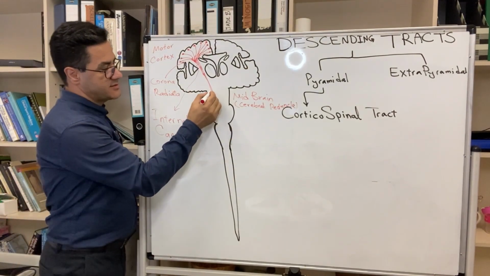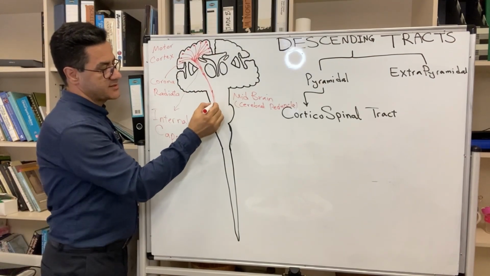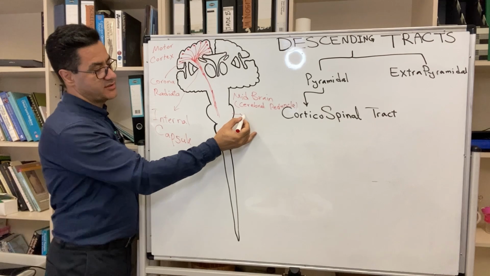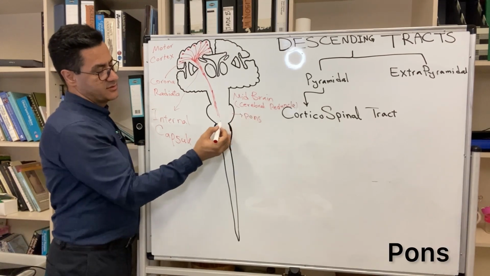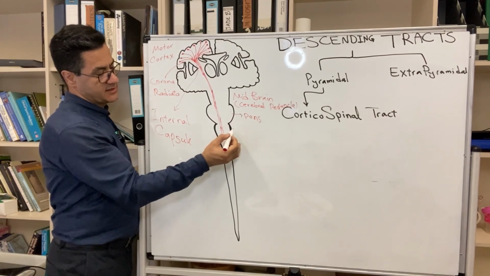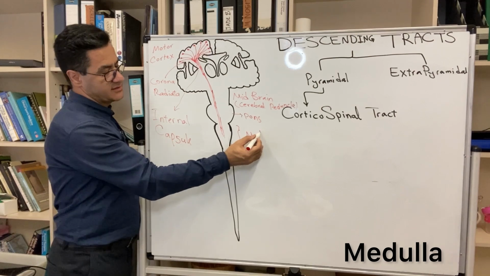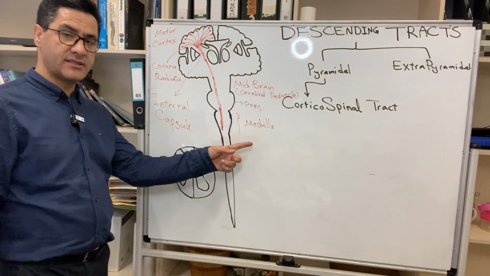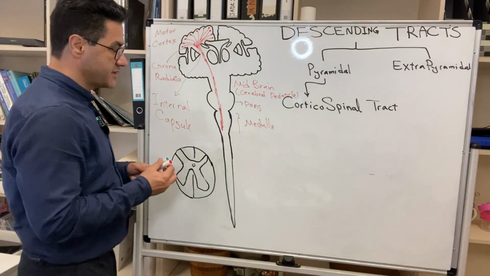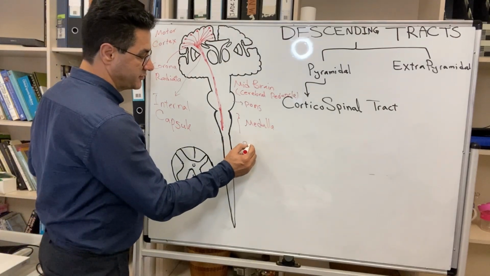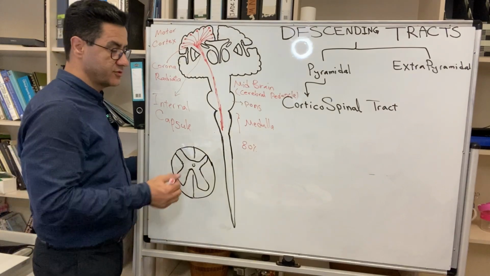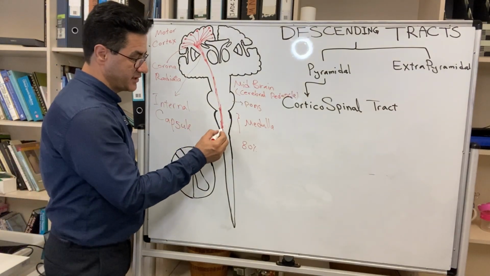And then it runs all the way down, passing from the anterior part of the pons. Here is the pons, to get into the medulla, and here is the medulla. So what will happen when they get into the medulla? More than 80% of the upper motor neurons are crossing at the lower part of the medulla, the caudal part of the medulla, like this.